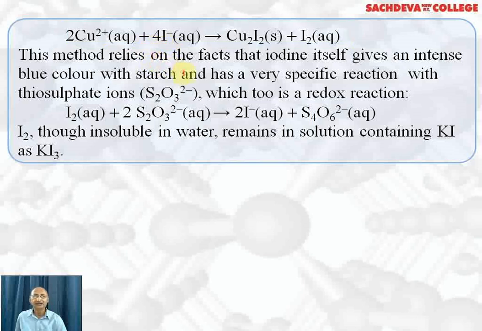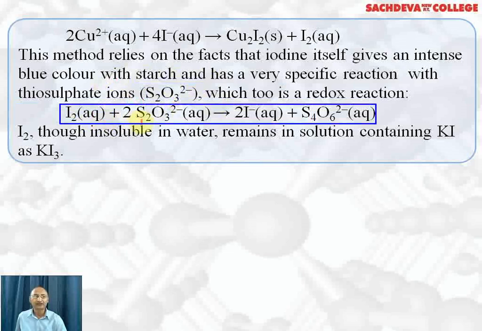This method relies on the fact that iodine itself gives an intense blue color with starch. Therefore, we use starch as the indicator, and it has a very specific reaction with thiosulfate ion, S2O3²⁻, which is also a redox reaction. Iodine reacts with 2 moles of thiosulfate ion to form 2 iodide ions plus tetrathionate ion.